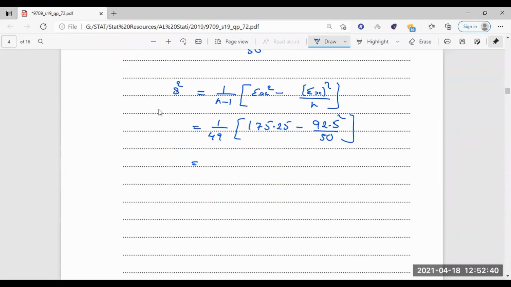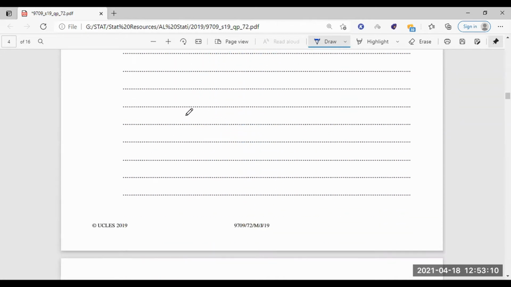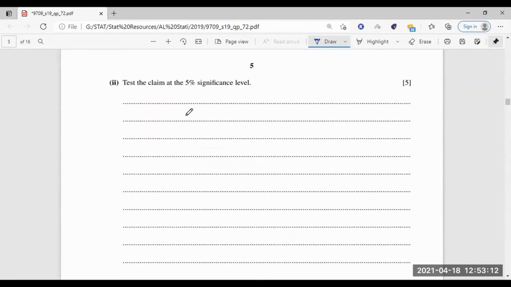That will be equal to 1 by 49 times... When you calculate this, you get 33 over 8, and multiplying you get 0.0841836, which is approximately 0.0842 rounded to 3SF. So that was quite simple. Moving on to the second part.